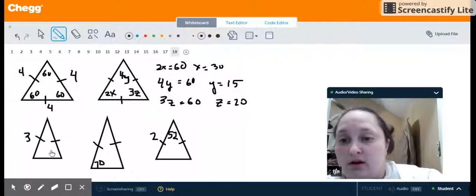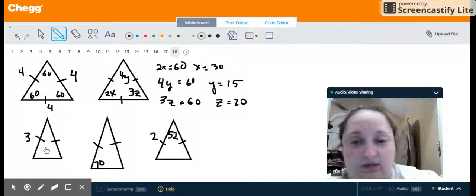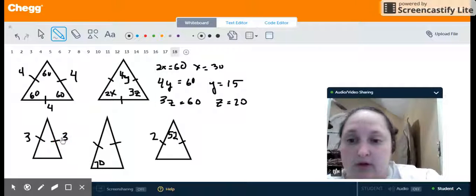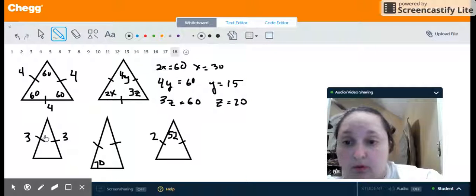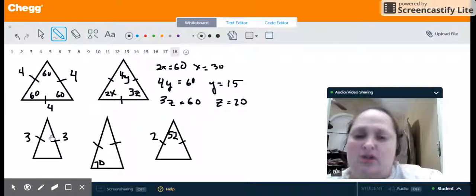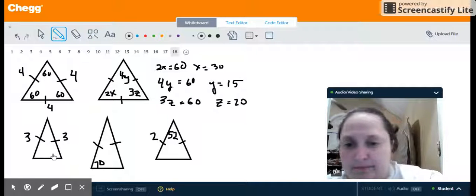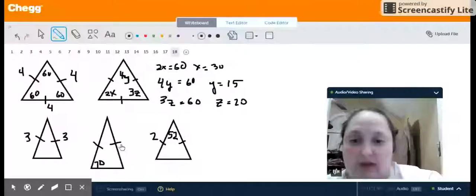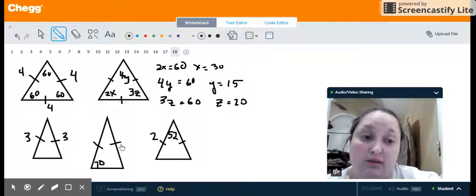Here we have an isosceles triangle because at least 2 sides are marked. If this one is 3, this one is 3. Now, it is impossible for us to tell the angles because we know nothing about the angles. We do know that altogether they equal 180, but because we don't know the vertex angle, there's no way to possibly tell what the base angles are. Now, in this one we don't know the sides, but that's okay. You can't find the sides if nothing is marked.